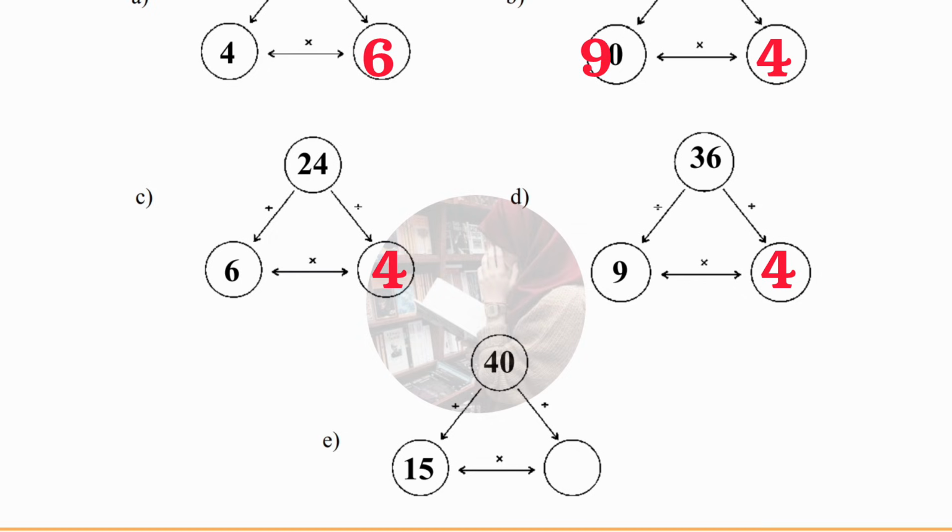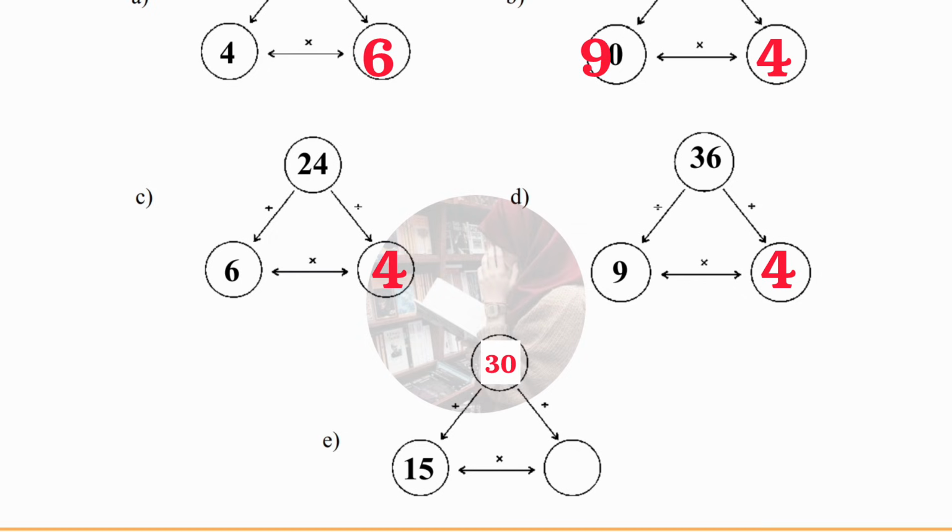Let's see the fifth one, where 40 and 15 are given. We can't do it with these two numbers. So here also there is a mistake. Actually, in place of 40 you have to write down 30. Then only we will get the correct answer.